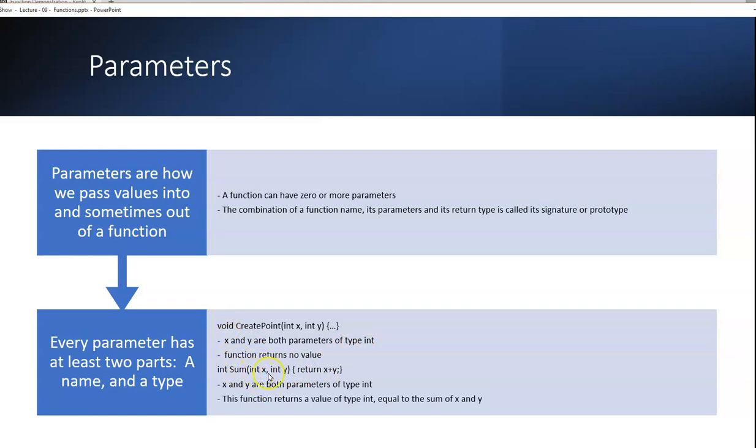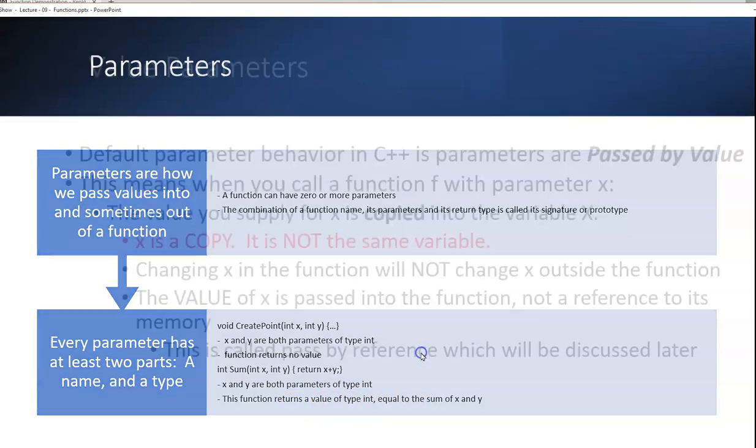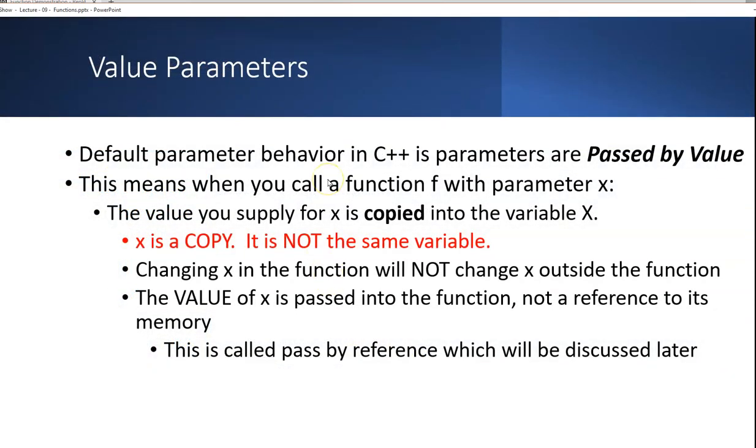Now we have int sum, int x, int y returns x plus y. X and y are both type int. The function returns a value of type int equal to the sum of x and y. So, there's 2 types of parameters basically. There's value parameters and there's reference parameters. The default parameter behavior in C++ is pass by value.